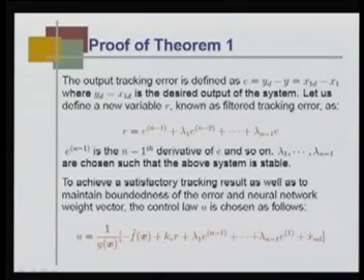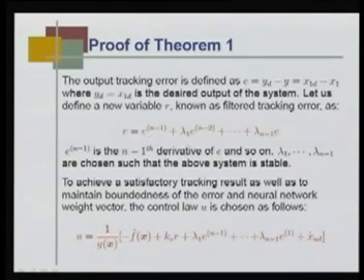Proof of the theorem 1. The output tracking error is defined as e is y d minus y, which is also the same as x 1 d minus x 1, where x 1 d is the desired output of the system. Let us define a new variable r, known as the filter tracking error, which is r equals e to the power n minus 1 plus lambda 1 e to the power n minus 2 plus and so on, lambda n minus 1 e.